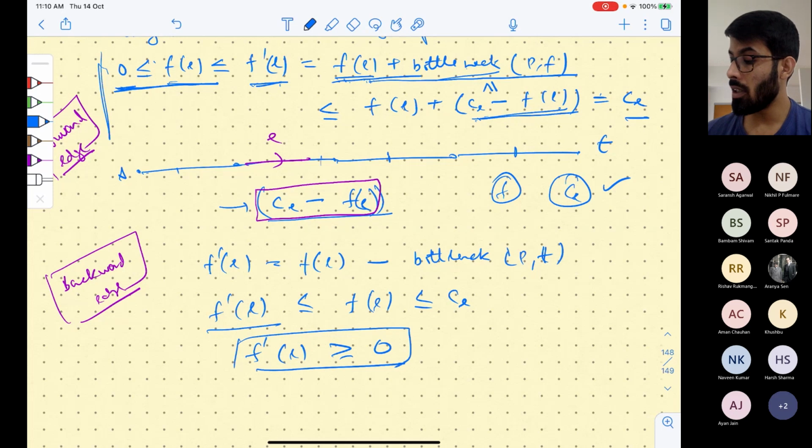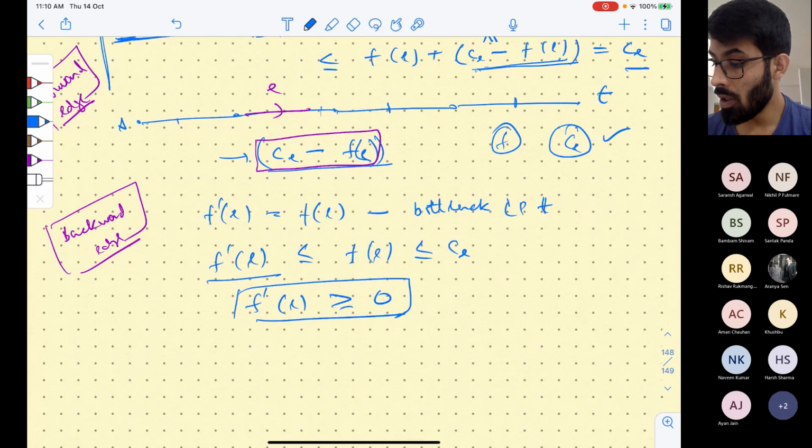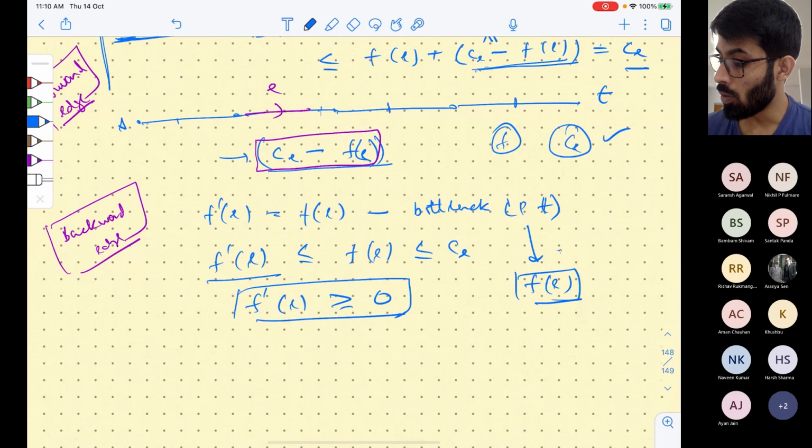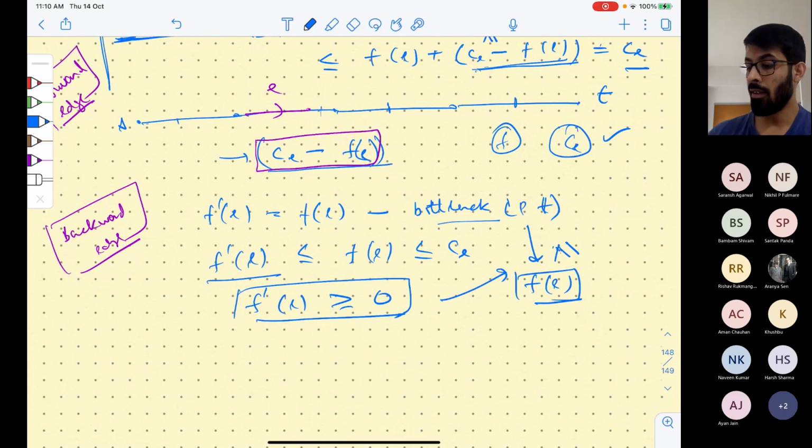And that is obvious because how much do we decrease it by? What is the bottleneck value? The bottleneck value is the minimum residual capacity, and the minimum residual capacity here for this edge, what is the residual capacity? For this edge, the residual capacity is Fe itself. So Fe is greater than or equal to the bottleneck, and you are decreasing by the bottleneck only. So F prime E is greater than or equal to 0 because of this.